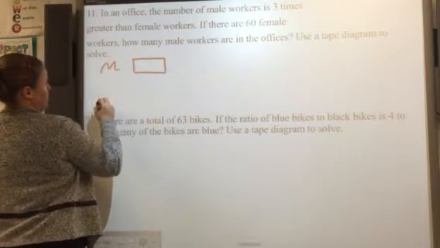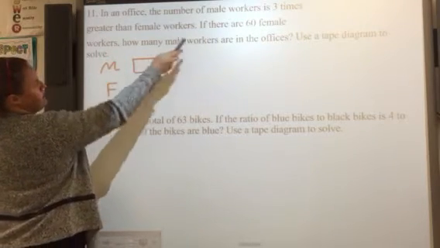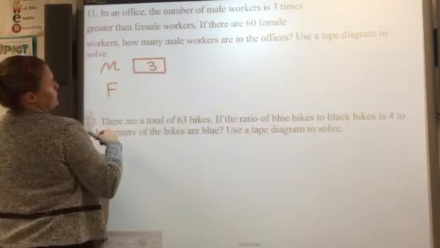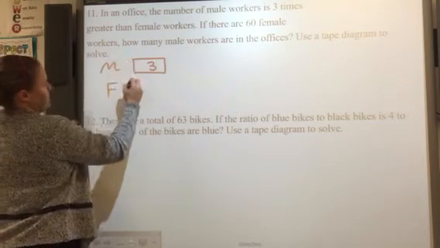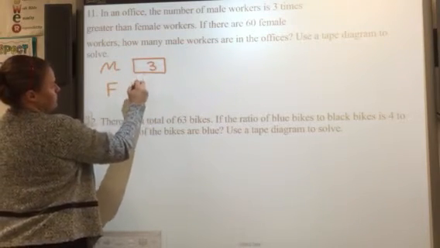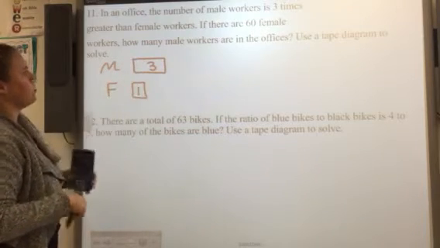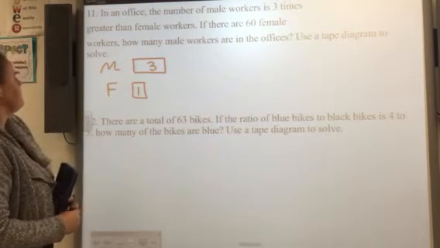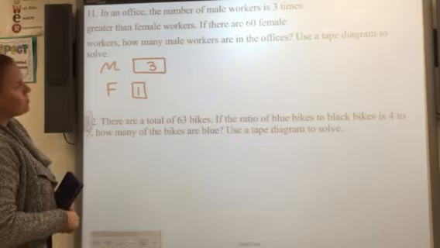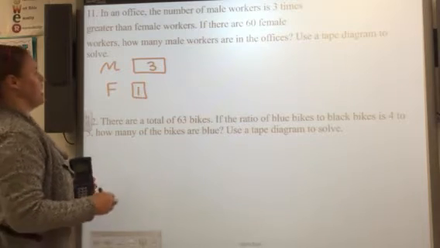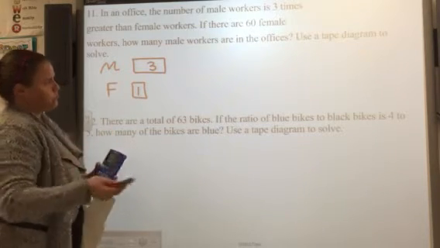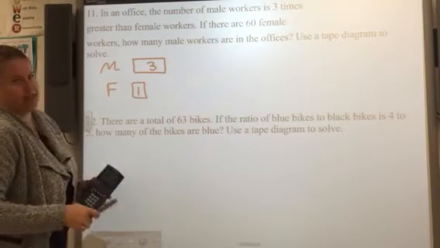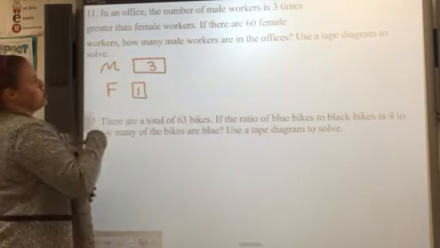Now I've got male and female. So my male workers is 3 times greater than females. All right, so they've got 3 for 1. If there are 60 female workers, how many male workers are in the office? Use a tape diagram. So I'm not going to expect you to make all these boxes as long as you can show me your original.